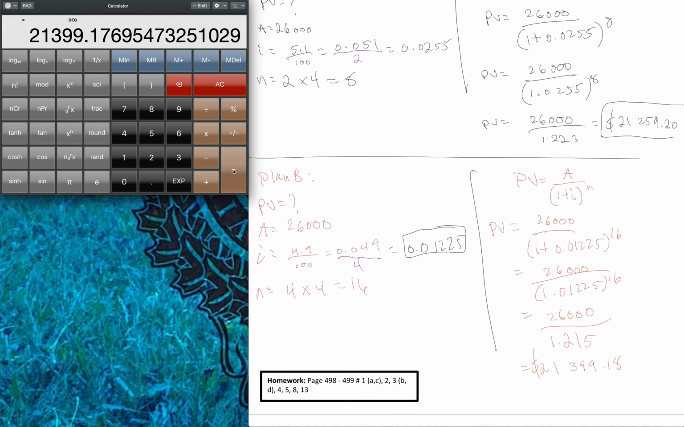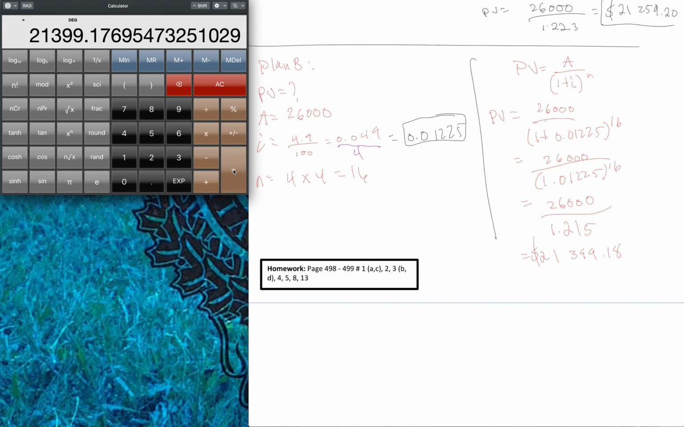Okay, so under Plan B, that's going to cost her a little bit more up front, right, for the same end goal, right? So if you were to advise Alexandra, she should go with Plan A because it's cheaper.